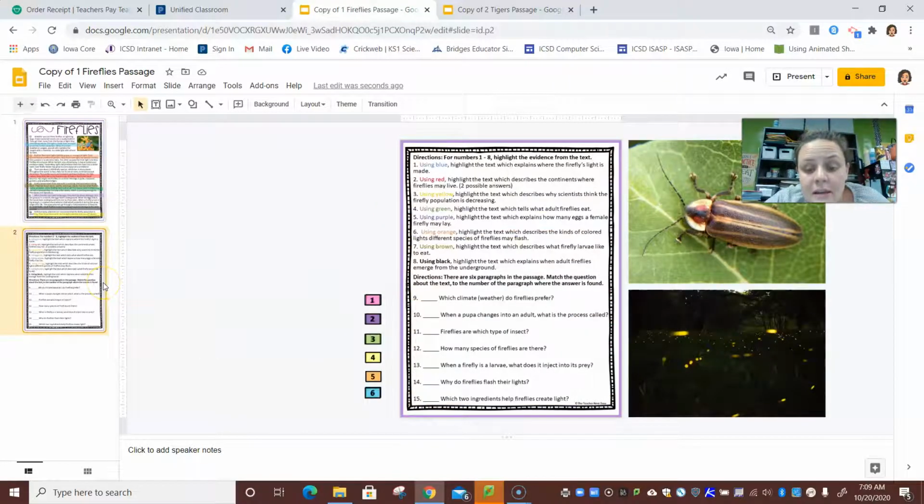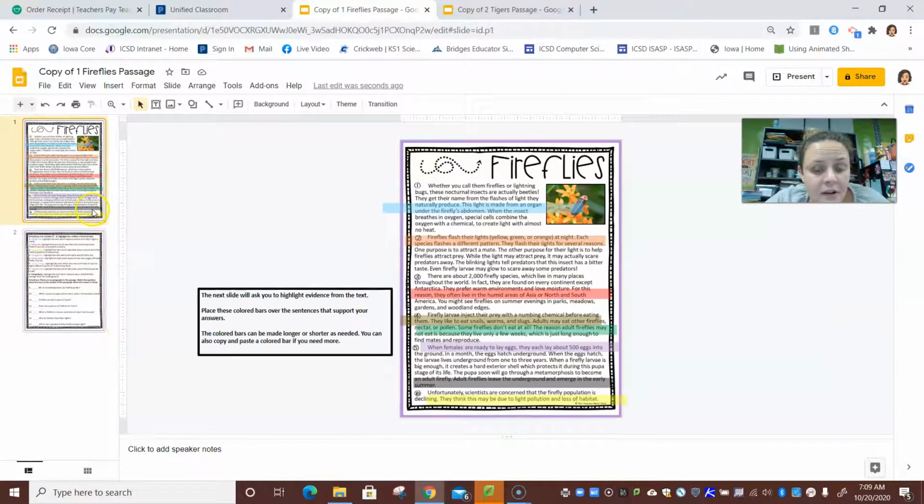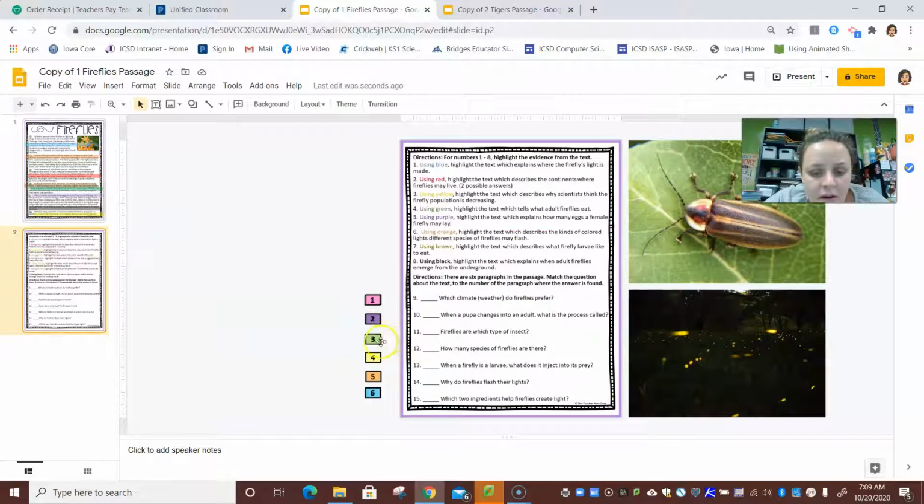So which climate or weather do fireflies prefer? Okay, remember that about the North, South America. Okay, right here, paragraph 3, where it talks about they like humid and warm environments. So we'll move our 3 right there.